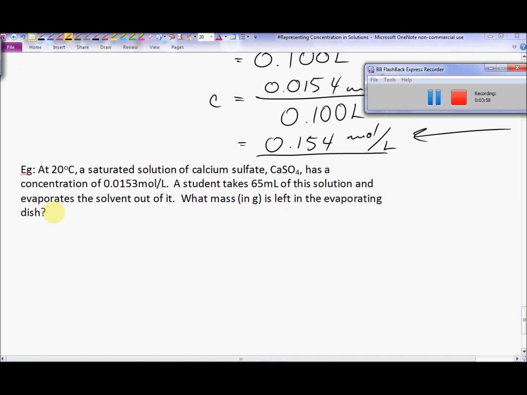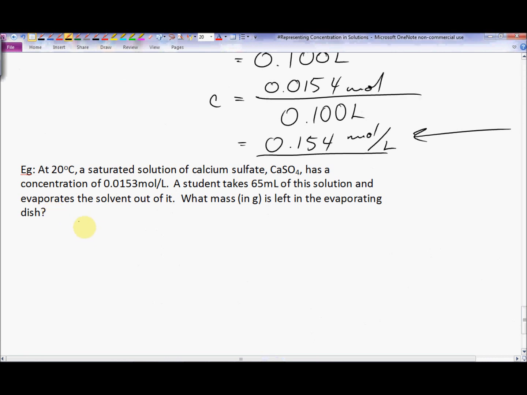Okay, so let's see. We've got our equation, C is equal to N over V. And we know the amount concentration. Okay, so there's our C, and 65 milliliters. Okay, that's our V. And they're asking us for mass in grams of calcium sulfate. Okay, so that's going to be found after we can determine the number of moles here. Then once we multiply that through by the molar mass of calcium sulfate, we'll be able to solve this thing.